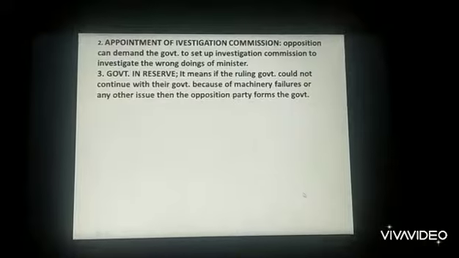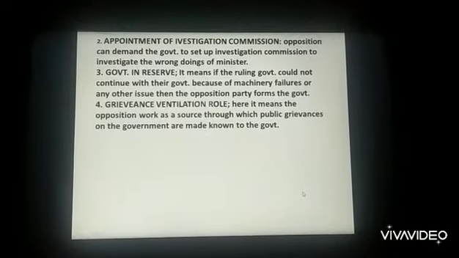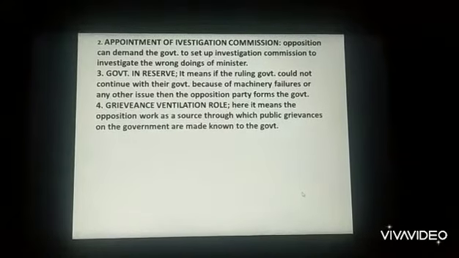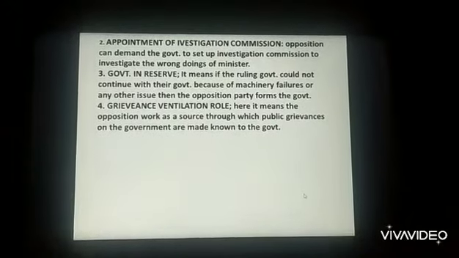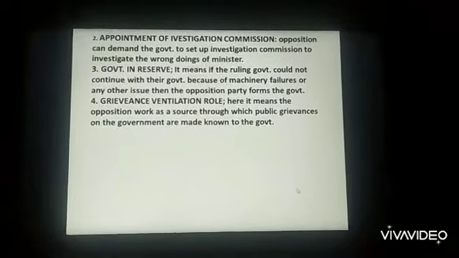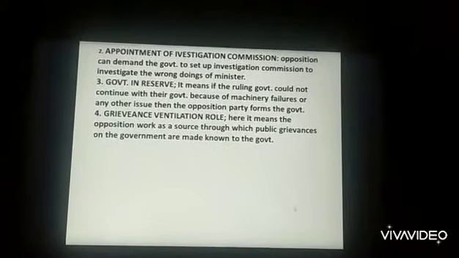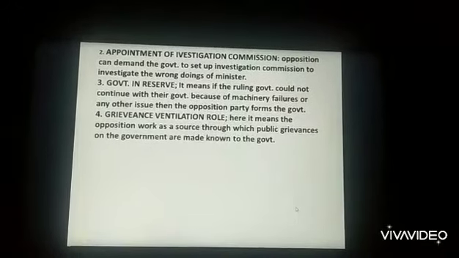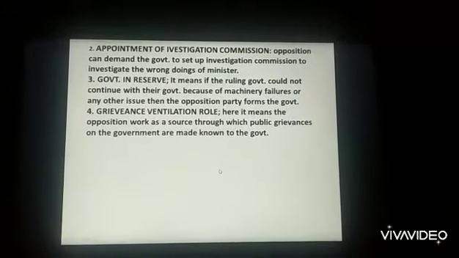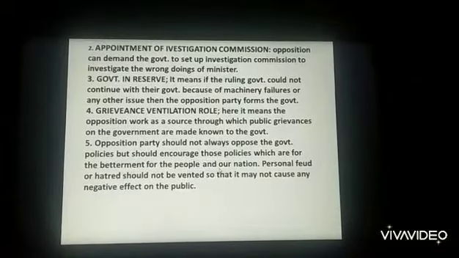So that is what is meant by the government in reserve. The fourth one is that it acts in a grievance ventilation role. Here it means the opposition works as a source through which public grievances are made known to the ruling government. That is clear. They act as a grievance ventilation role for the public, the people in general.